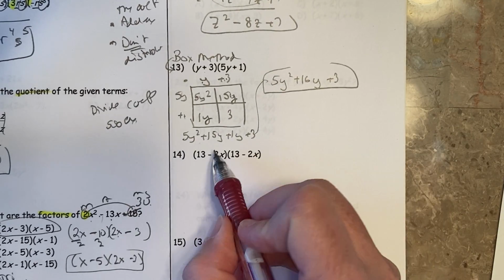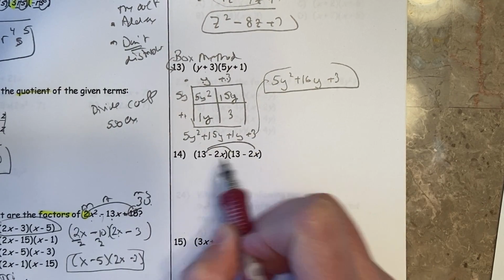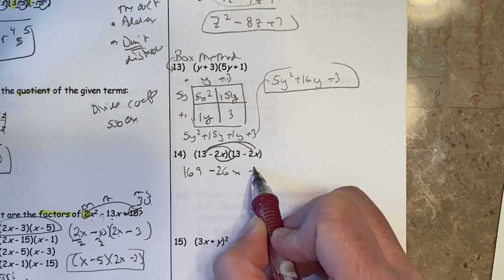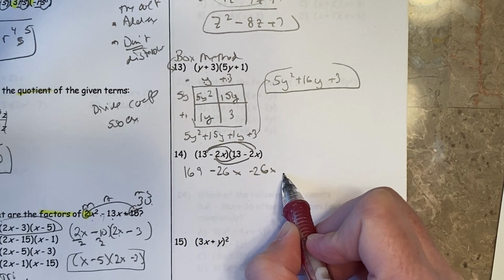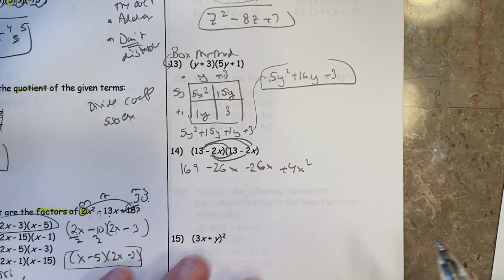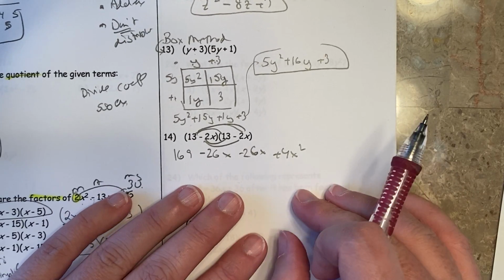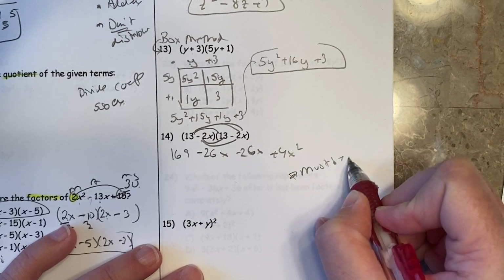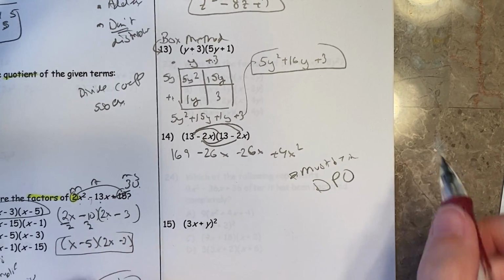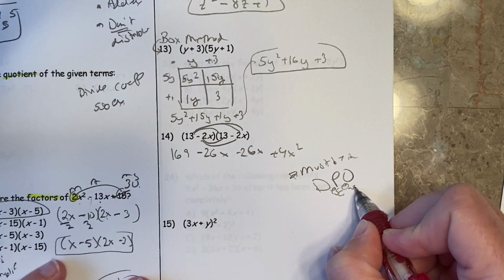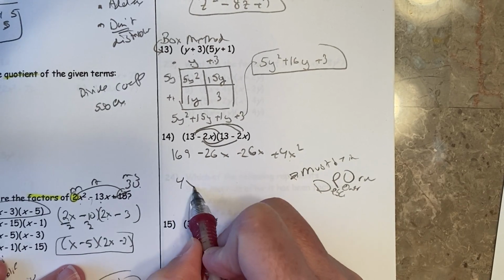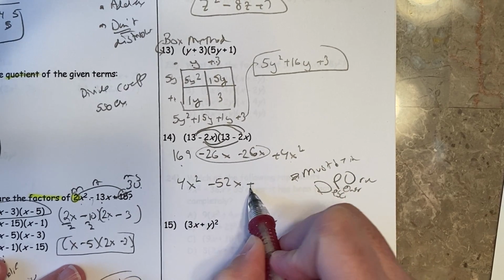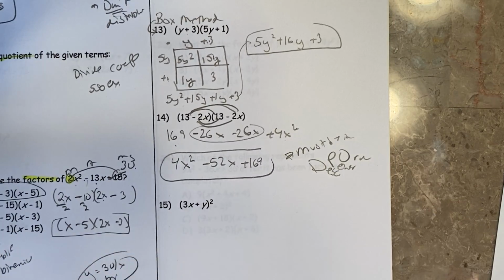All right, 14. So let's do this. 13 times 13 is 169. That's going to give us negative 26x, another negative 26x, and a positive 4x squared. Now this one's pretty good because you want to make sure that when you combine your like terms, you're also writing it in standard form. So it must be in DPO, descending power order. Don't forget. So I'm going to put this term first because that's the highest exponent. I'm going to combine these and those go second. I'm going to put that one last. So make sure.